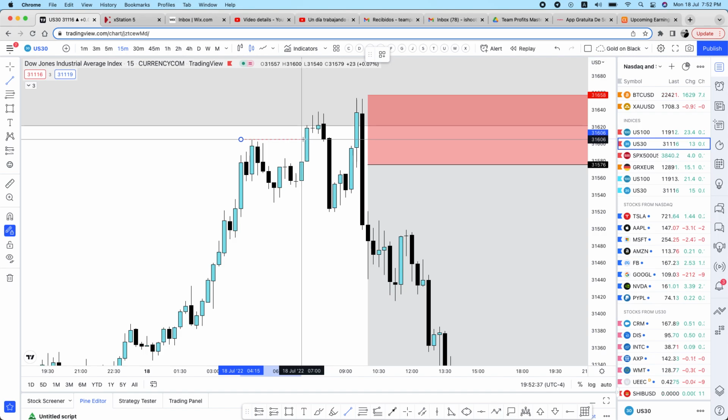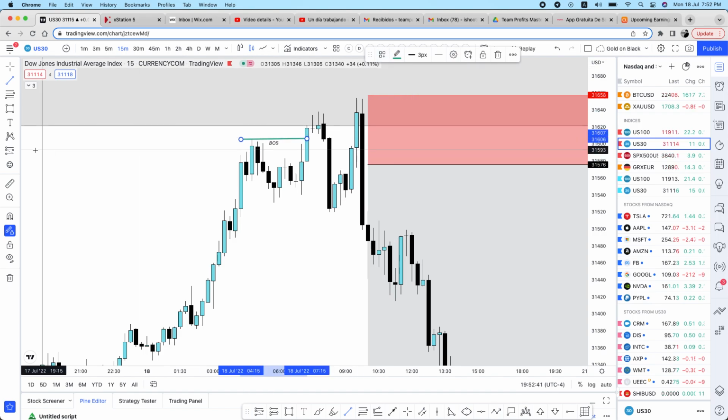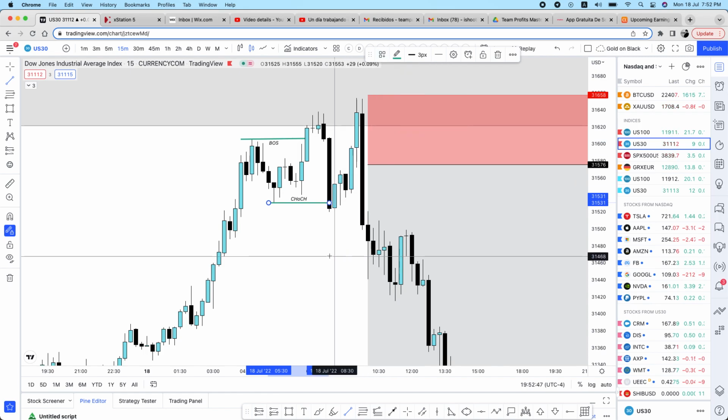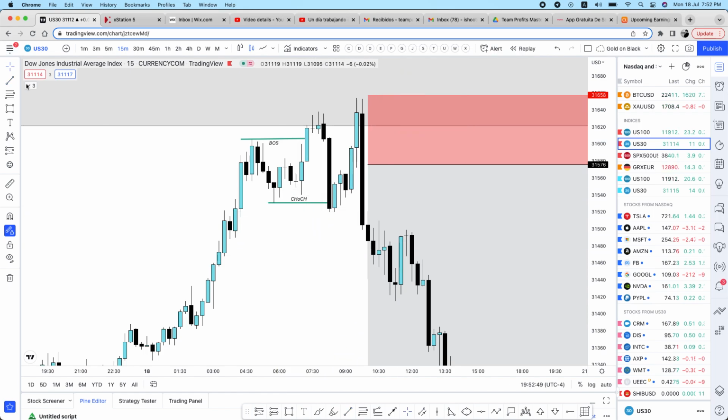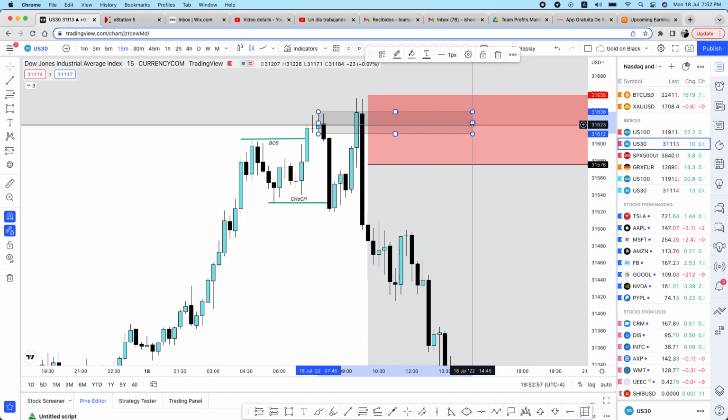So I spotted a BOS right here, and also saw this change of character at the bottom right here. So what I did, I went up right here in this zone, and I just highlighted this area. This was my order block right there.